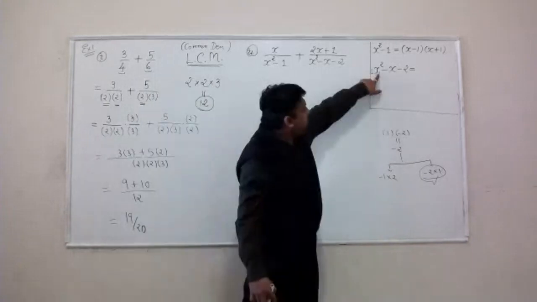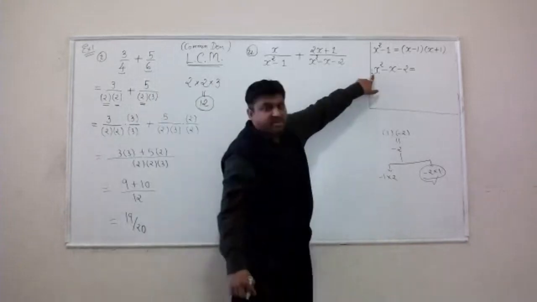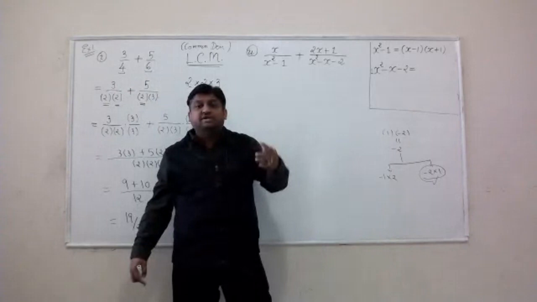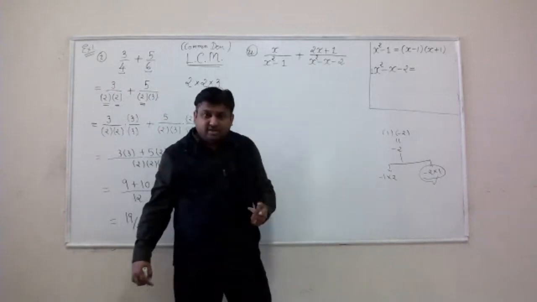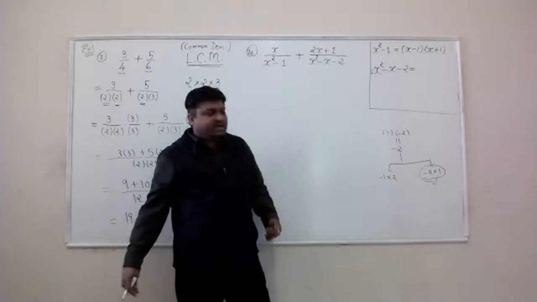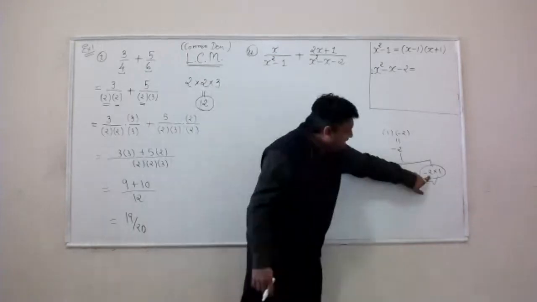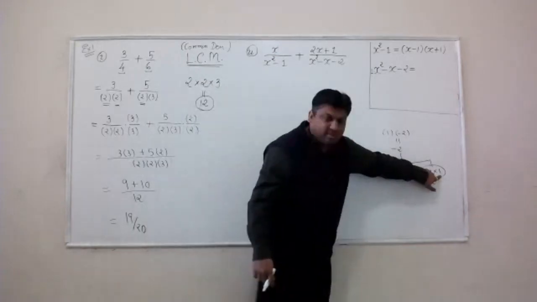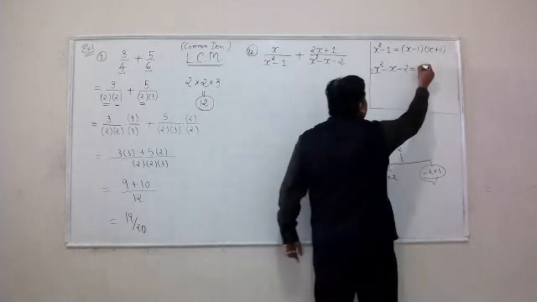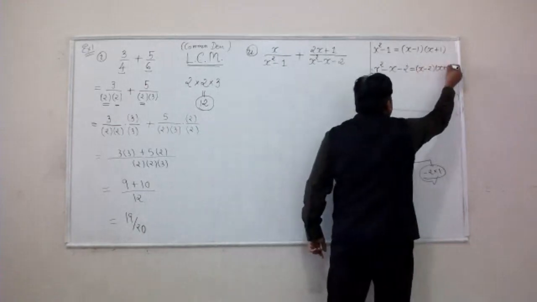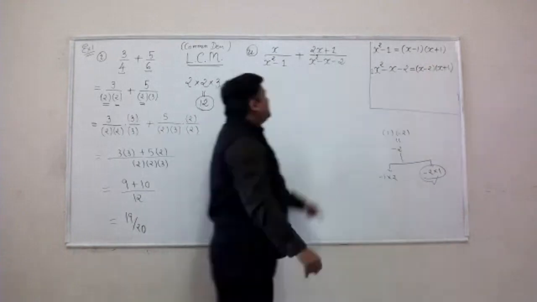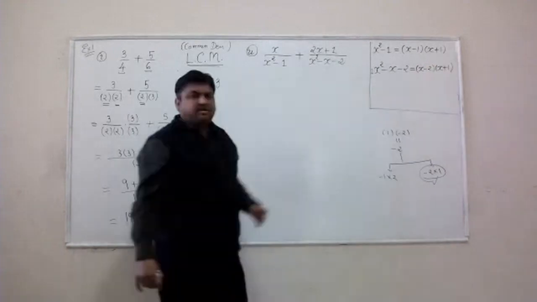Because this polynomial is a monic polynomial. Leading coefficient is 1. So I can write down the factorization directly. What will be the factorization? x minus 2, x plus 1. Right? So this is the factorization of the denominator of the second term.